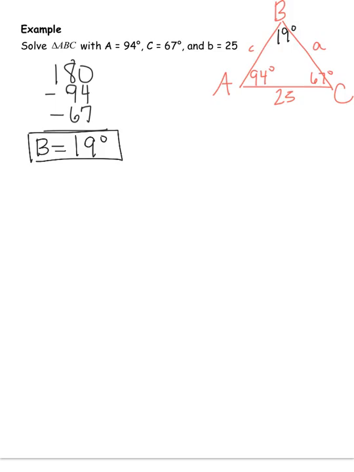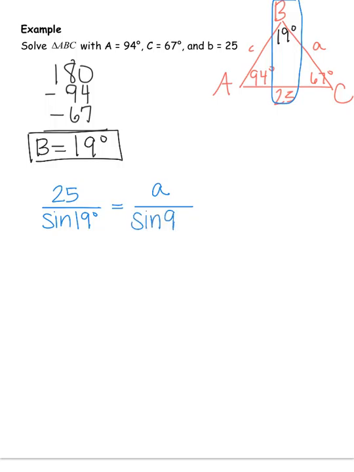Well, now that we know B, we have one of our fractions that we can set up. We know that little b is 25 and angle B is 19, so 25 over the sine of 19 degrees. And that partners up with one of the other fractions that we know one of the numbers in, but not the other. Let's go alphabetical. Let's say a over the sine of angle A, which is 94 degrees.